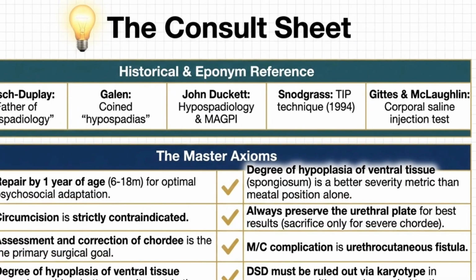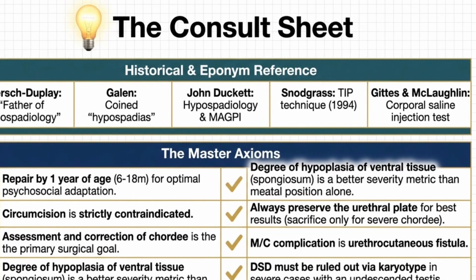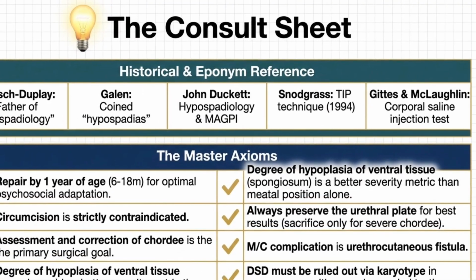Disorders of sexual differentiation must be ruled out via karyotyping in severe cases with an undescended testis.